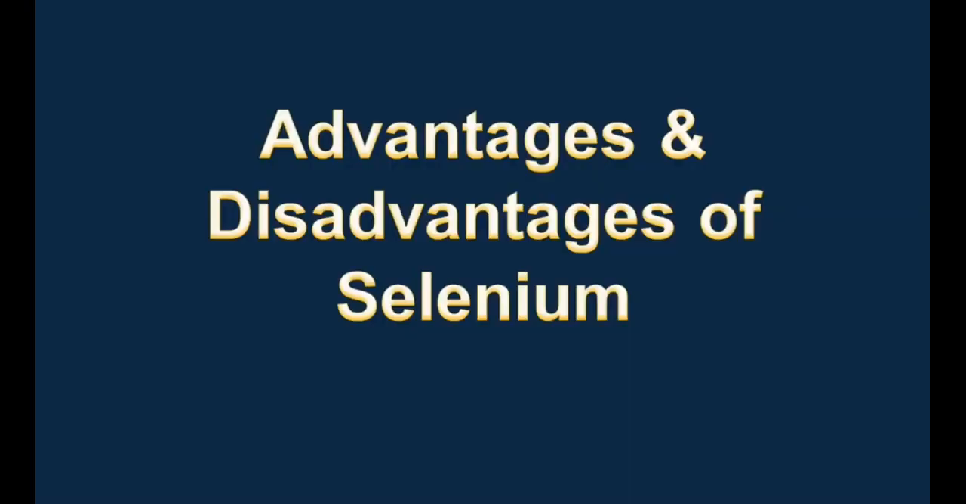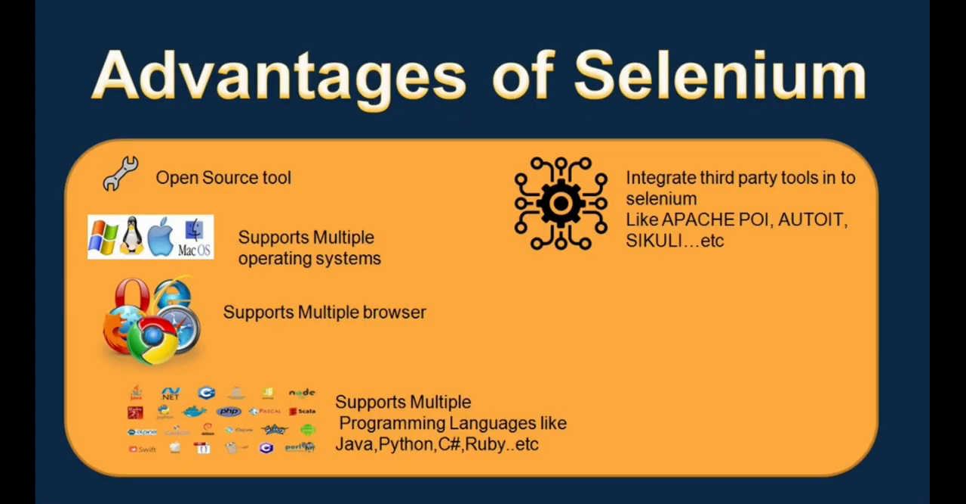So now we will discuss some advantages and disadvantages of Selenium. Advantages of Selenium: Selenium is an open source tool, and it supports multiple operating systems and multiple browsers like Chrome, Safari, Internet Explorer, and many more. It also supports multiple programming languages like Java, Python, C#, Ruby, etc. Apart from all this, we can also integrate third-party tools in Selenium like Apache POI, AutoIT, SQL, and why do we need to integrate this? We will understand that in the next slide.